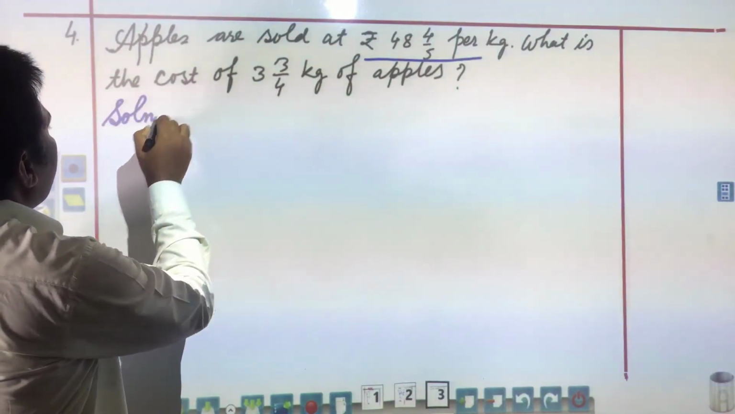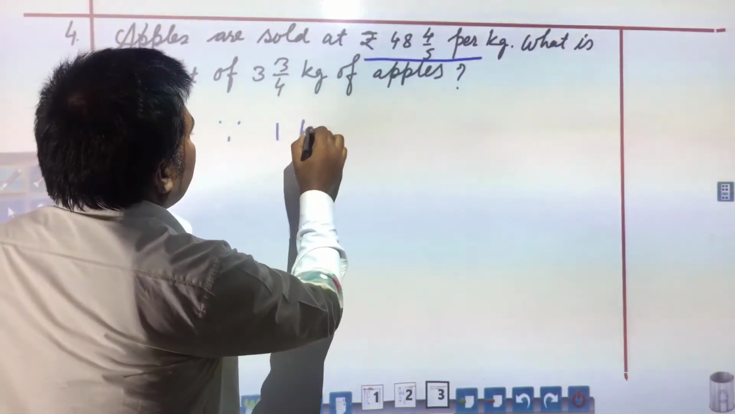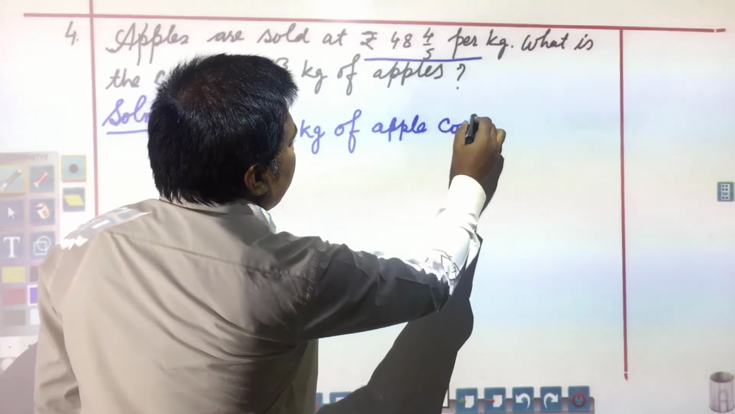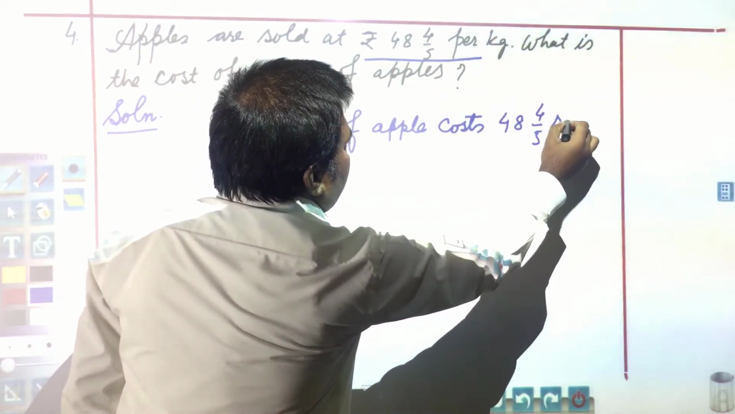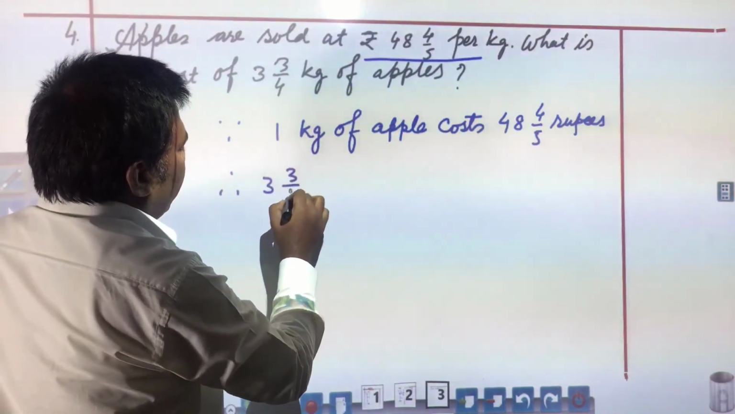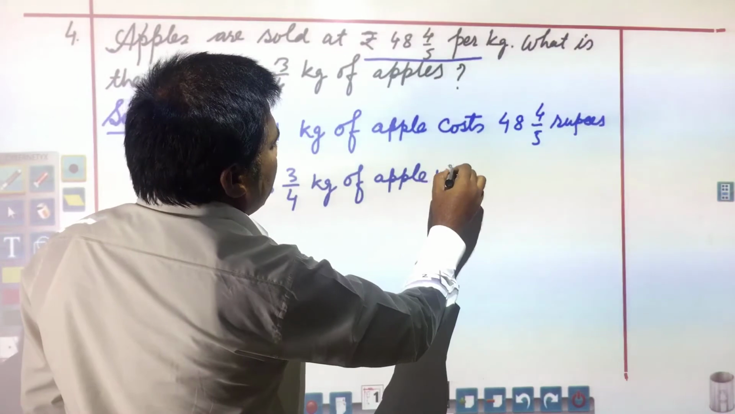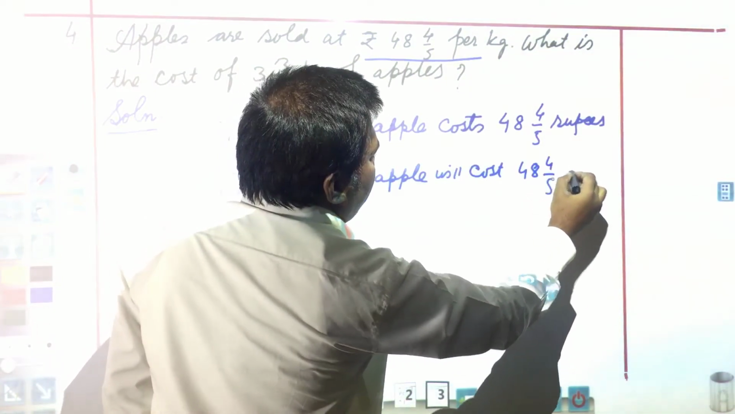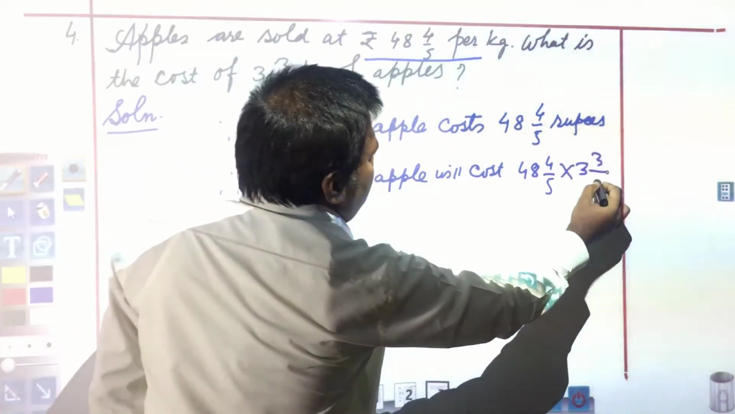You see, since 1 kg of apple costs 48 whole 4 by 5 rupees, therefore 3 whole 3 by 4 kg of apple will cost how much? 48 whole 4 by 5 into 3 whole 3 by 4, this much rupees.